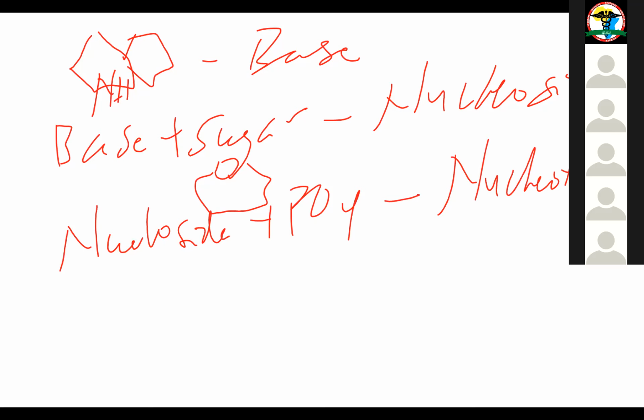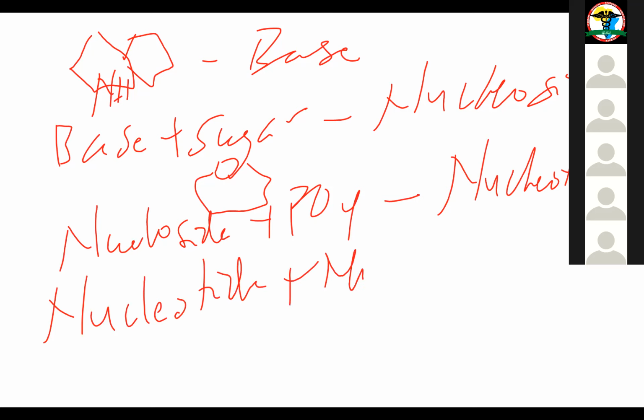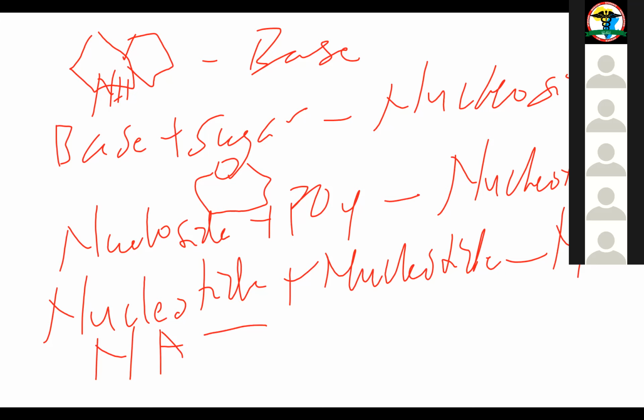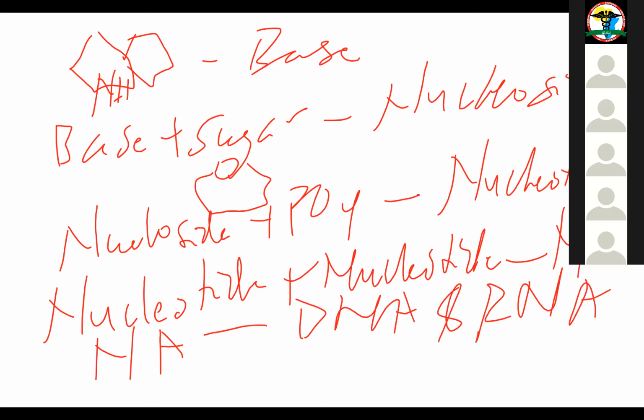Are you getting it? When you pick a nucleotide, then add another nucleotide to it, it becomes what? Nucleic acid. An example of nucleic acid is DNA and RNA. Basically, that's just the simple version. So they are building blocks, one step at a time.